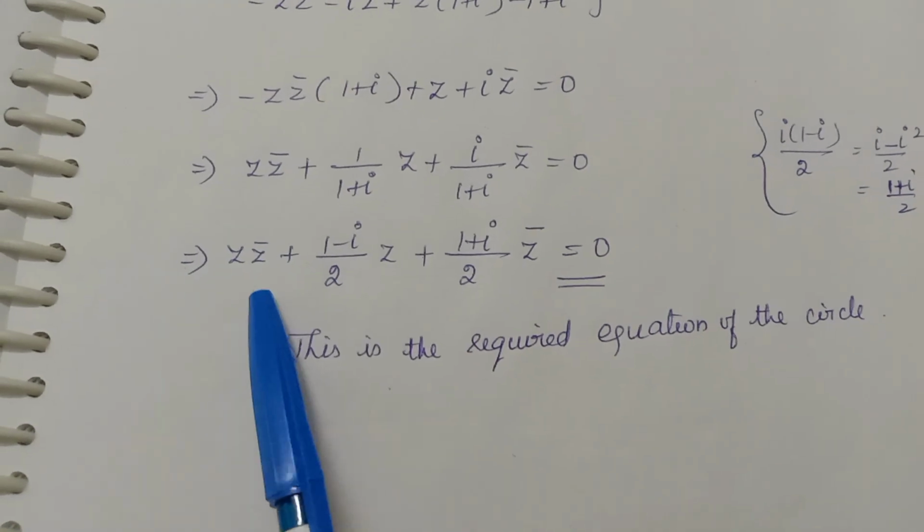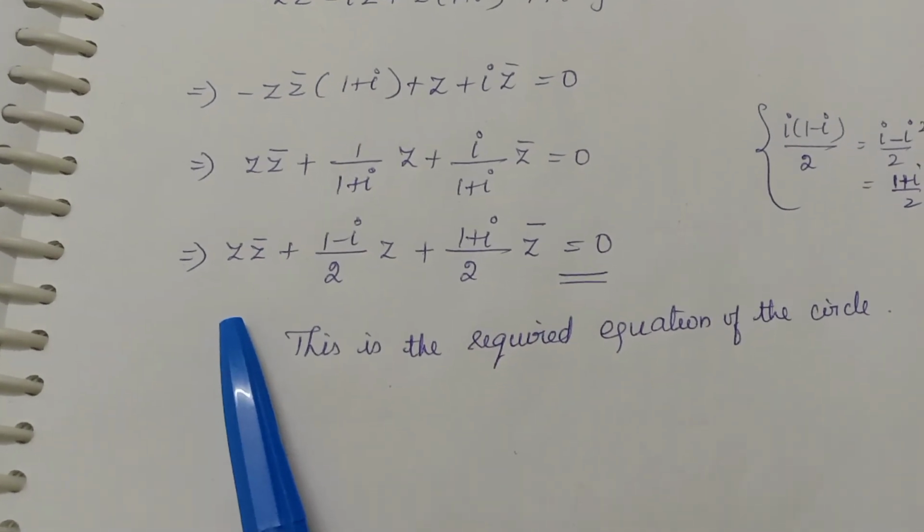Okay. So this is the required equation of the circle passing through the given 3 points.